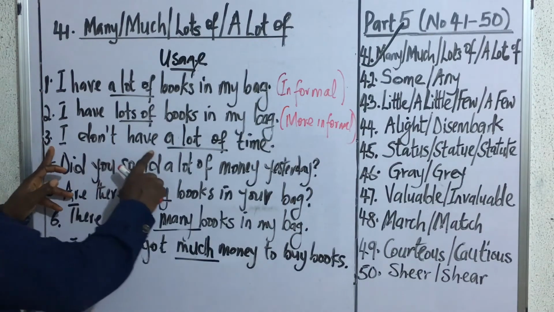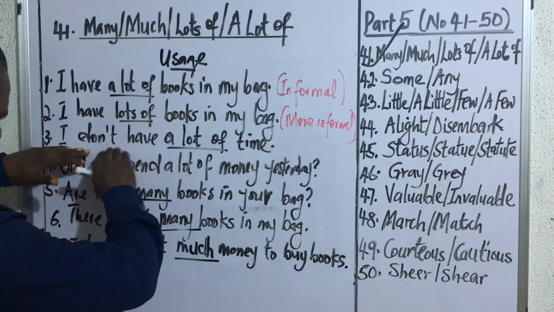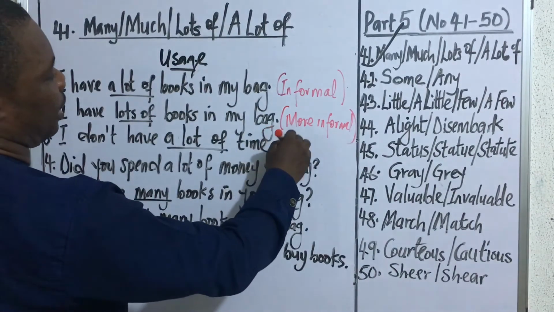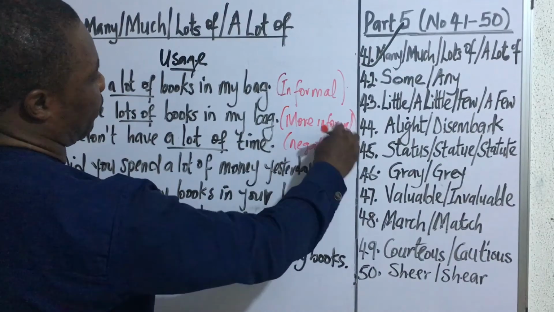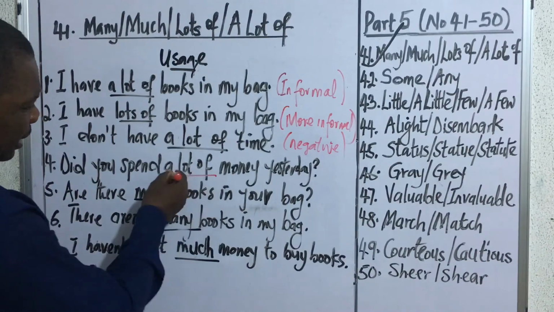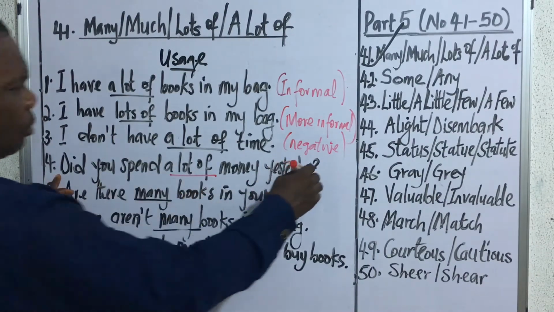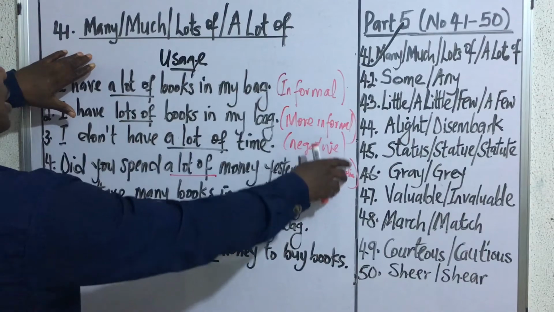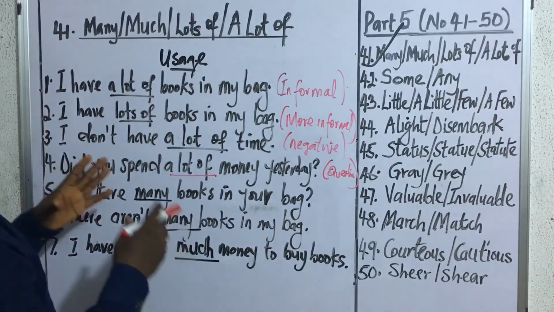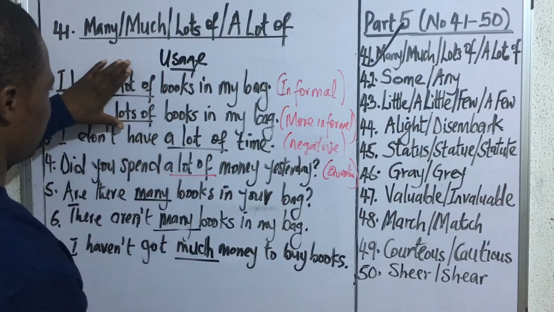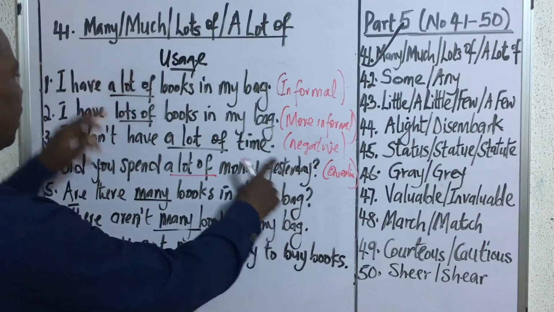Then number three, I don't have a lot of time. This is a negative. Remember we said that lots of and a lot of can as well be used in negative expressions. So here you can simply say negative. Then for number four, we say, Did you spend a lot of money yesterday? So in this expression, we can see that it is a question. So these four sentences have illustrated what we said about lots of / a lot of, that they can be used in positive expressions, in questions, and in negatives.